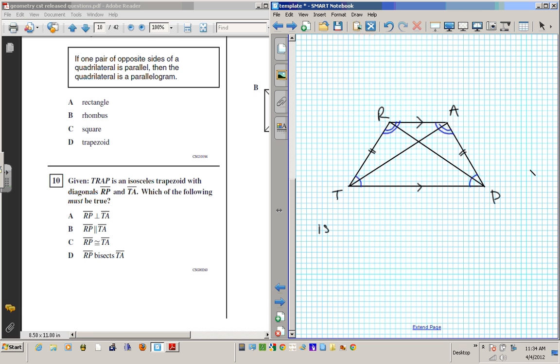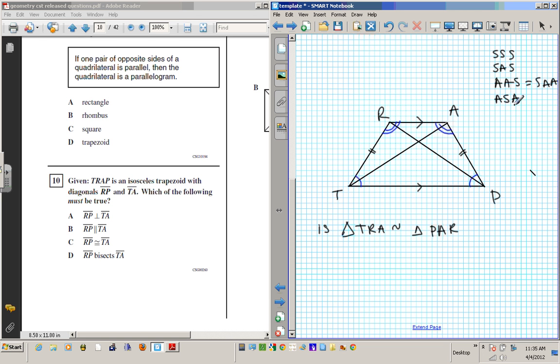Is triangle TRA congruent to triangle PAR? Are they? Remember the rules for congruency, right? You can either have SSS, SAS, AAS, which is equal to SAA, or you can have ASA, right?